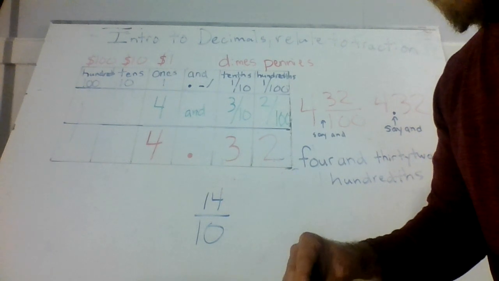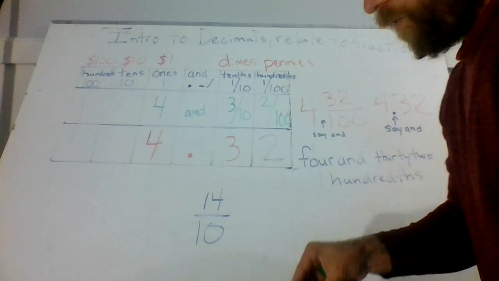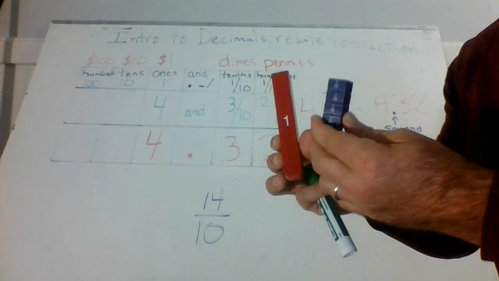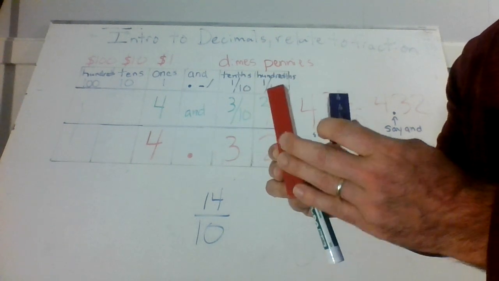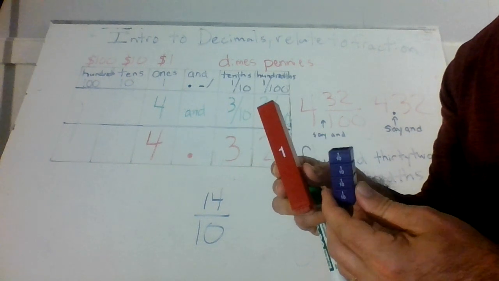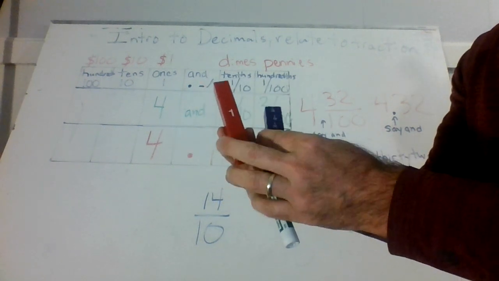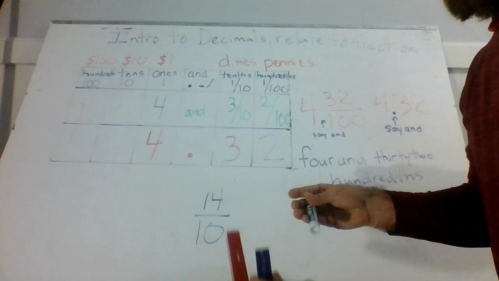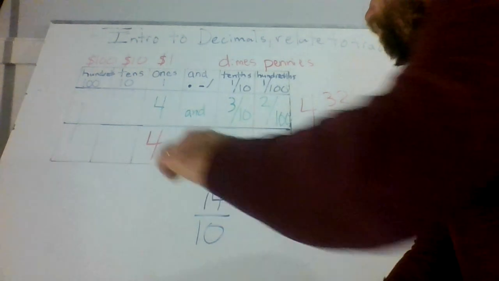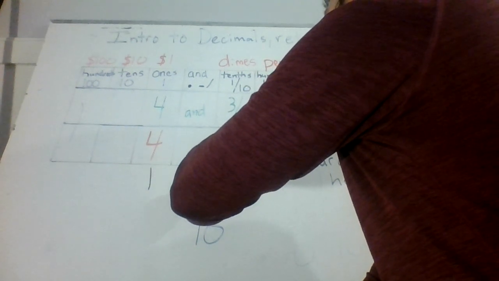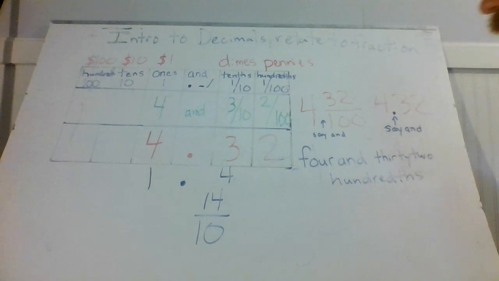Okay? And then in Savannah's problem, there would still be 4 tenths left over. Right? She had 14. We traded 10 for a whole dollar. There are still those 4 dimes that are left over. So in math, we would call that 1, again, and then the decimal point, and then 4 over here. We would say she has 1 and 4 tenths.